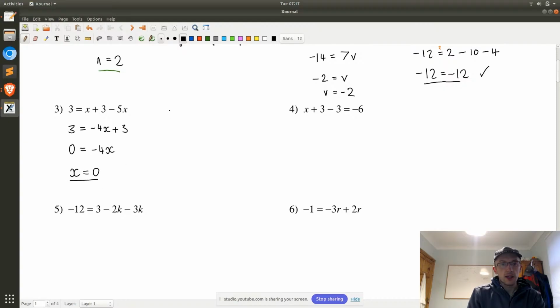Now, the check step. If you pick up 0 and you put it back in the original, you can clearly see that this term basically disappears, and so does this one, and then we end up with a statement that 3 is equal to 3, which is true, so it's true.